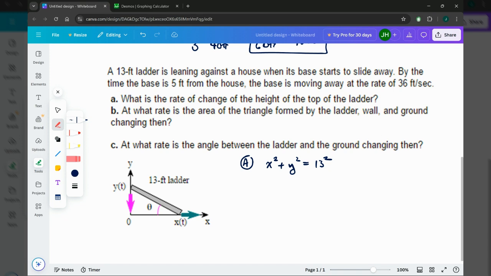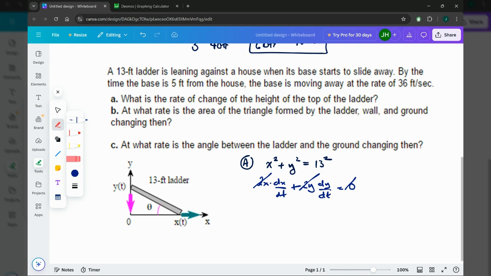The derivative here would be 2x times dx/dt, plus 2y dy/dt, and that equals the derivative of 13 squared, which would be 0. And at this step, I'm also going to divide by the 2's. I don't need those anymore. This side I divide by 2, it would be gone anyway.